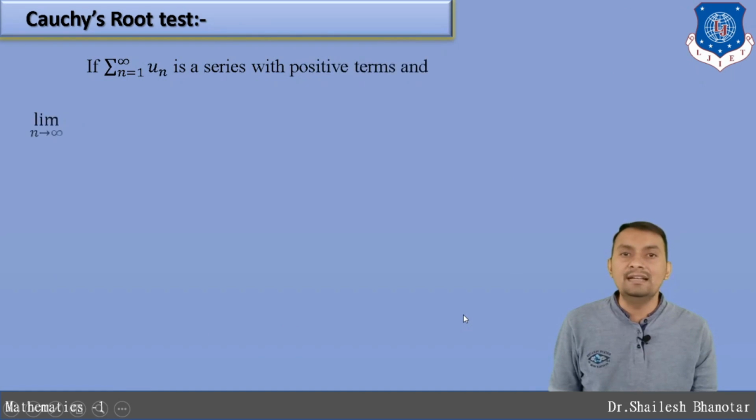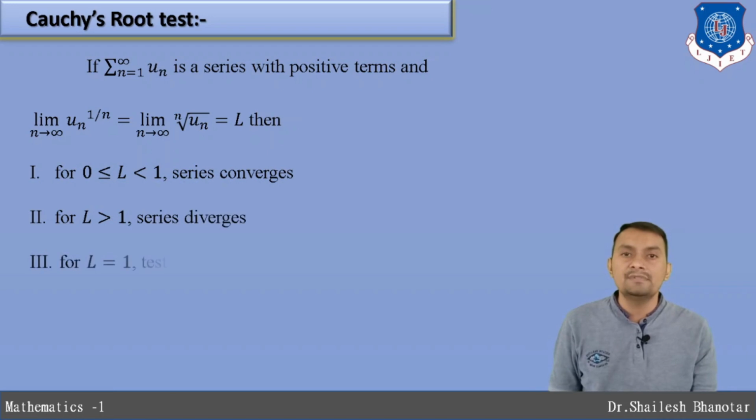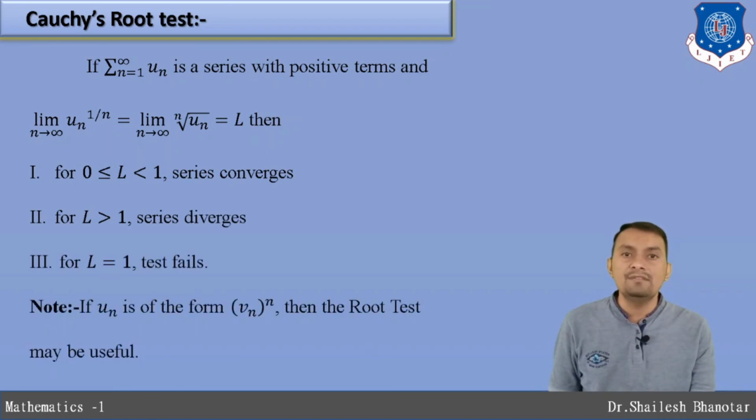So let us first understand the statement of the Cauchy root test, or simply the root test. If the series Σun is a positive term series, and we assume that the limit as n tends to infinity of un raised to 1 by n, which can also be written like that, equals L, and if L is less than 1 but greater than 0, then we consider the given series to be convergent.